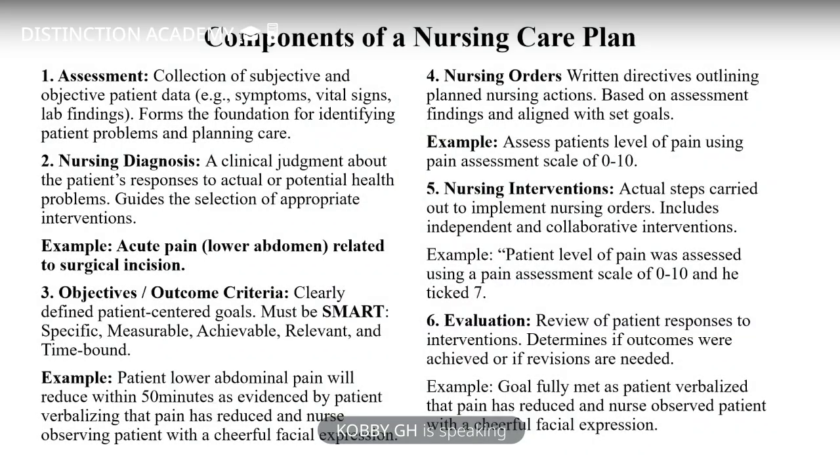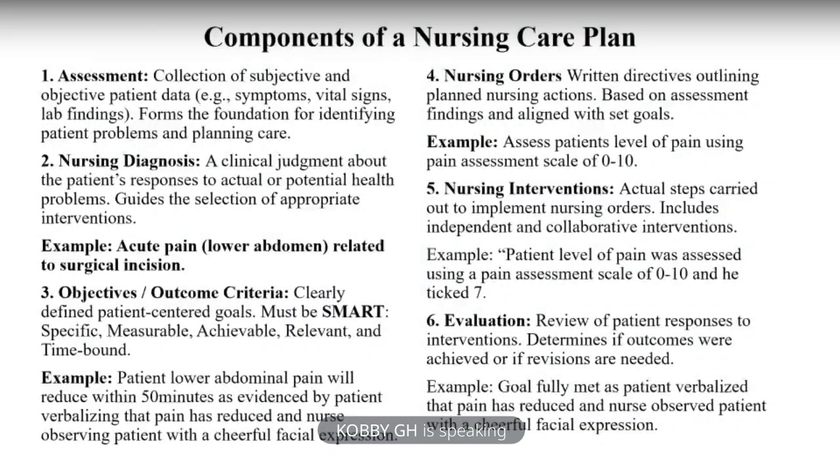Now, remember that the problem can be an actual problem, meaning a problem that is present. And the problem can be a potential problem, meaning a problem that is not present, but because of one or two situations, the patient can end up with those problems. Is that okay? Those are potential problems or risk problems.